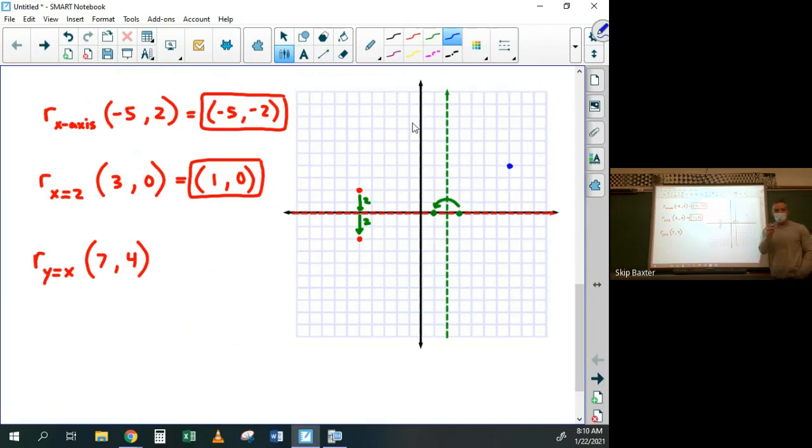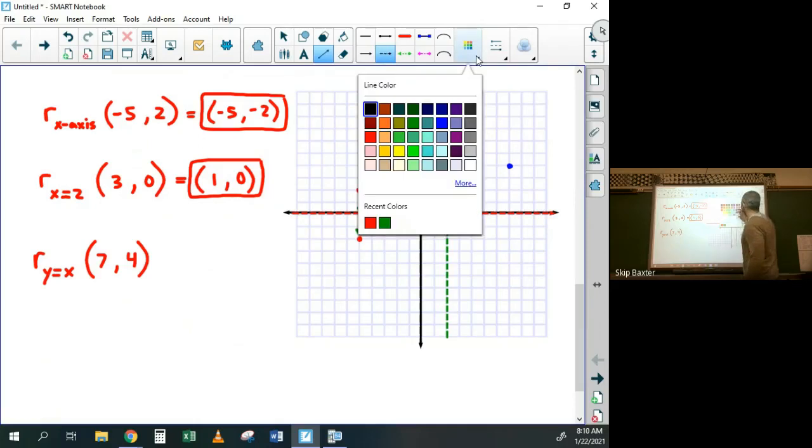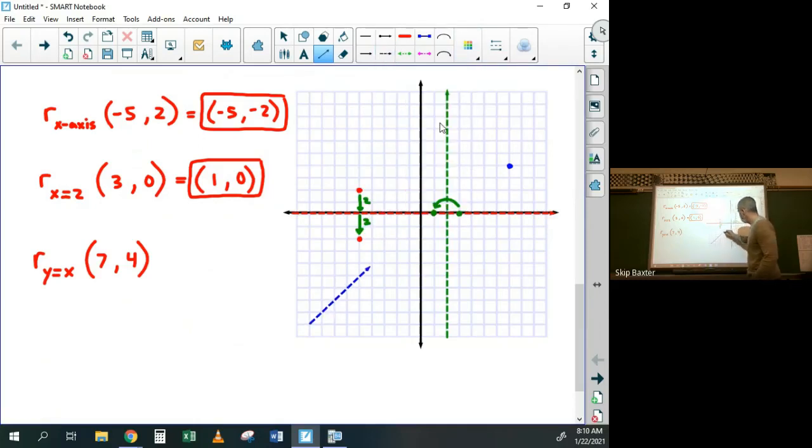You guys did this last year, 100% sure, right? You guys spent a lot of time graphing lines. Yes? So you need to remember. Okay, so this is y equals mx plus b. m is 1, b is 0. So this is the main diagonal line of the graph. So it looks like this. It has a slope of 1. The y-intercept is 0, so it looks like that. That's the line that I need to reflect over.